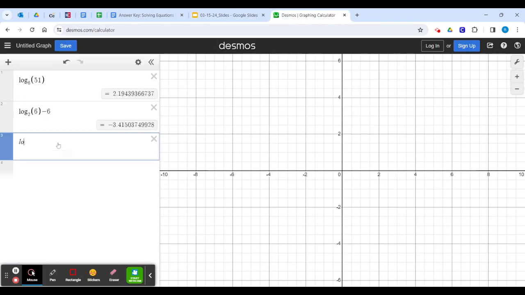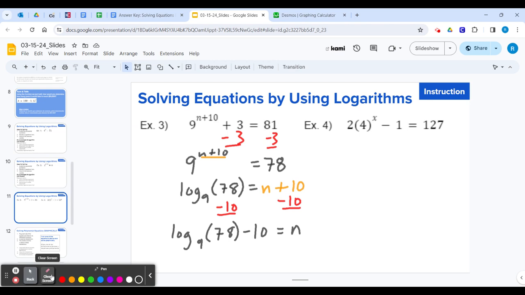I go into Desmos, log base 9 of 78 minus 10. That gives me my answer, negative 8.017. So n equals negative 8.017 as our answer.